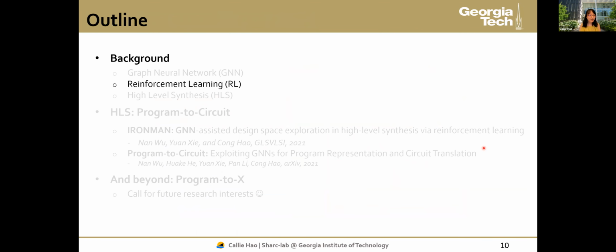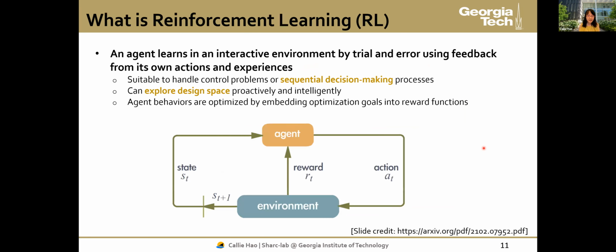Okay, so this is the background about graph neural networks, and now we take a brief look at reinforcement learning. I think most people might be more familiar with reinforcement learning, so this is only a very brief introduction. Reinforcement learning means there is an agent that learns in an interactive environment by trial and error, using feedback from its own actions and experience.